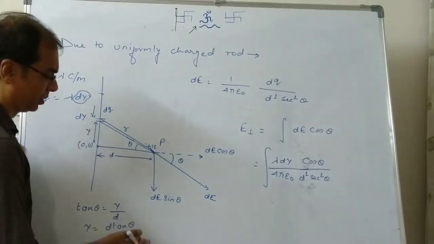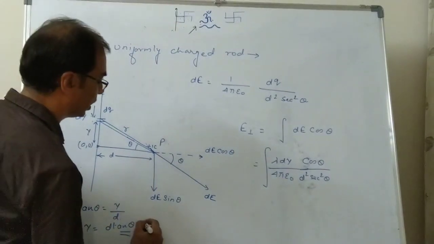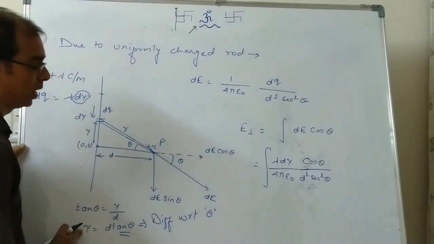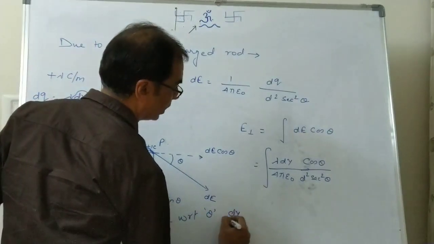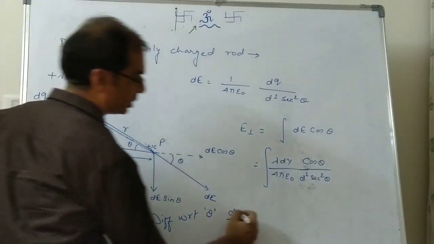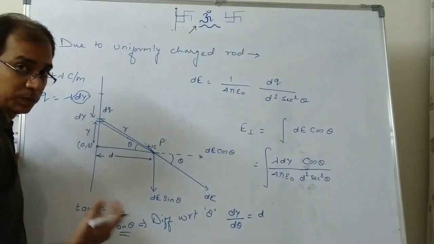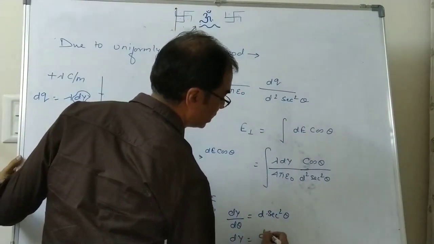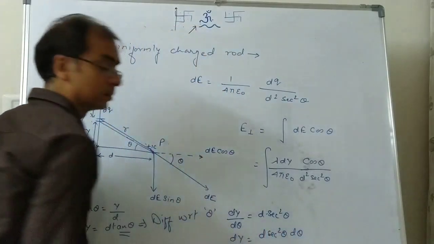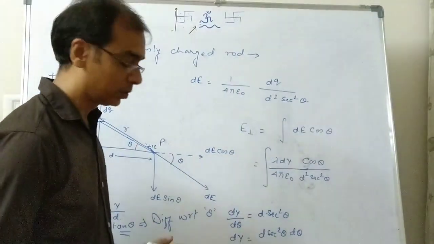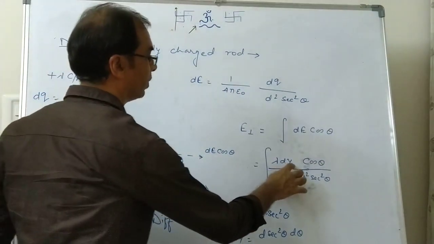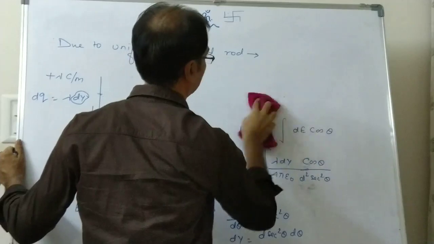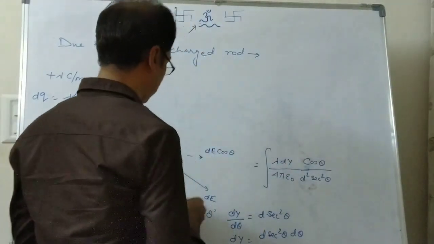Differentiate it with respect to what? Either theta or y itself. Okay, so differentiate it. Differentiating with respect to theta, let's say. So if you differentiate y with respect to theta, you will be writing dy by d theta equal to d is constant and tan theta's differentiation with respect to theta is secant square theta. So dy can be written as d secant square theta d theta. Okay? Dy can be written as d secant square theta d theta. So here in place of dy, I am going to put this value. Okay? See then? Right. So we are going to place it.